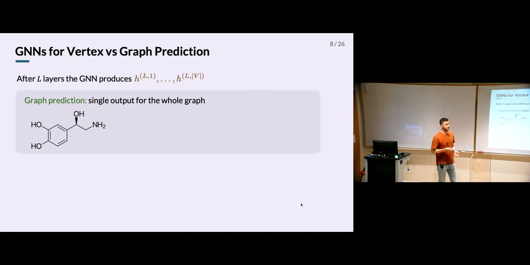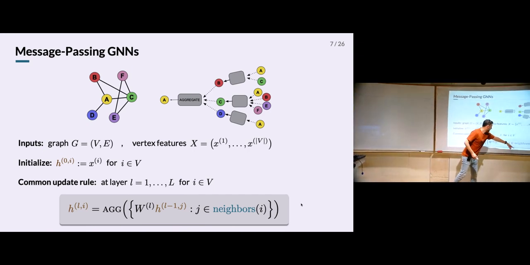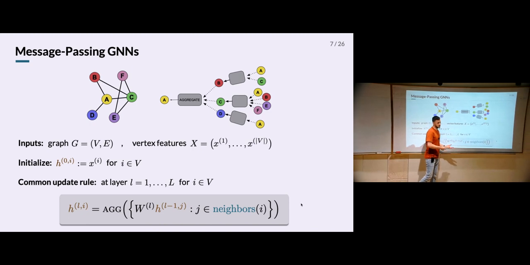Sorry, the update rule is the same for all vertices? There's no dependence on i here, on the aggregation and W? The dependence comes from the neighbors of the vertex. So each vertex has different neighbors. But at every layer, you're multiplying by the same W? Yes, W. Yes, okay.